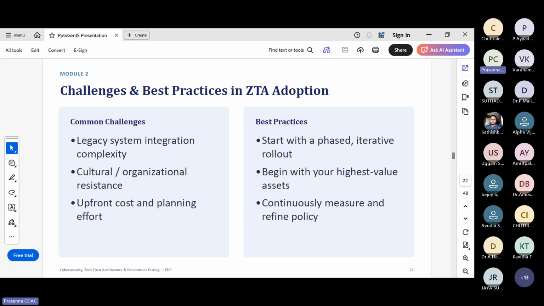So those kinds of things are coming into the picture, and there is an upfront cost. What we normally do is start with a phased and iterative rollout. Suppose you have a network with managed switches, we can have a segmentation which will help us contain the infection within that segment alone. Like that, we can do small things in a phased manner.